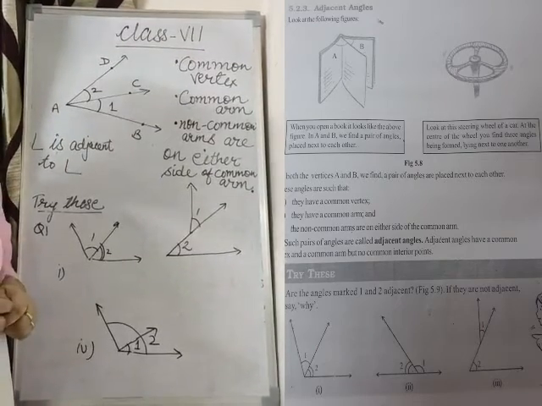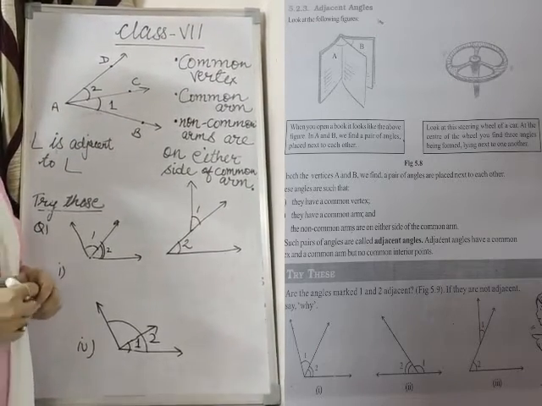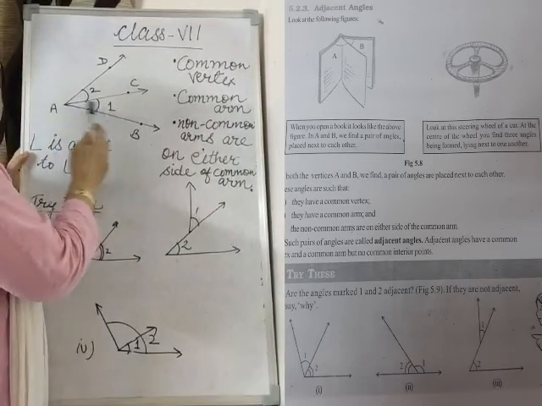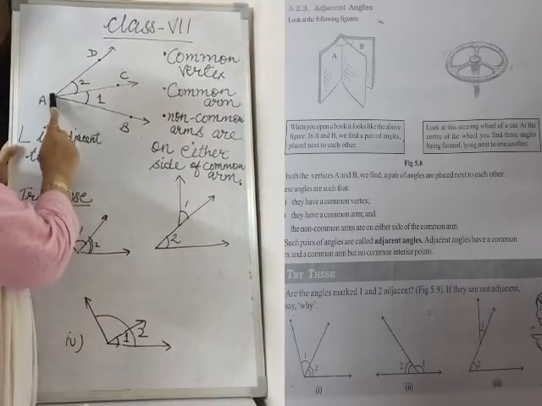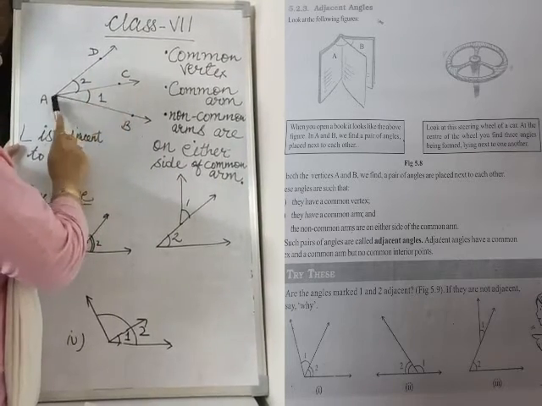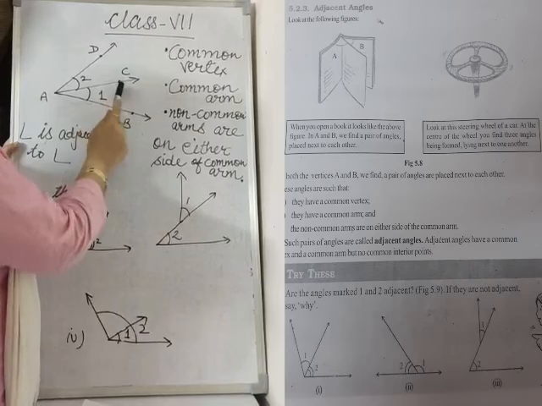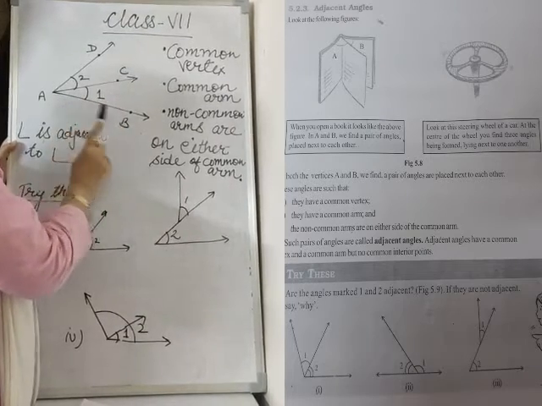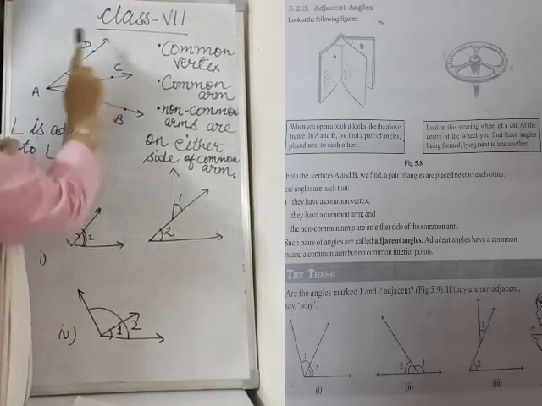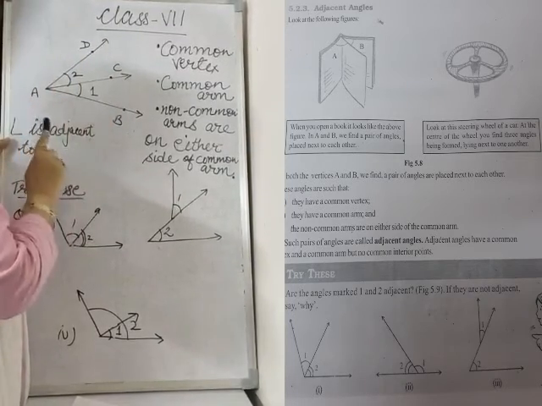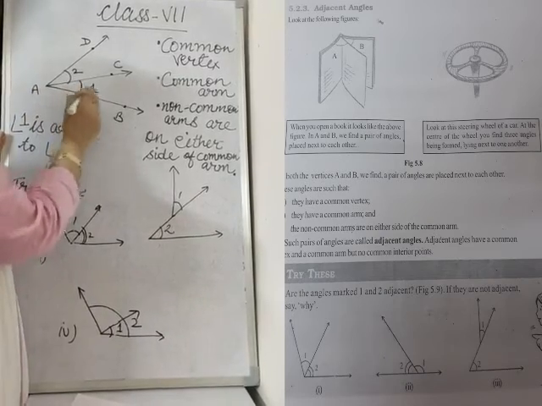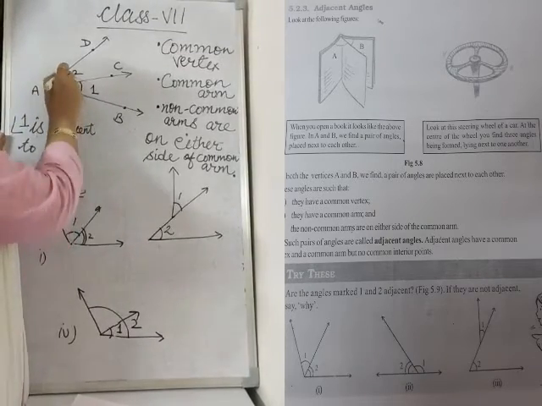Hello everyone. Today we are going to start with adjacent angles. As you can see here, I have three rays: AB, AC, AD. AC is a ray forming angle 1 with ray AB and angle 2 with ray AD. Now we are saying angle 1 is adjacent to angle 2.